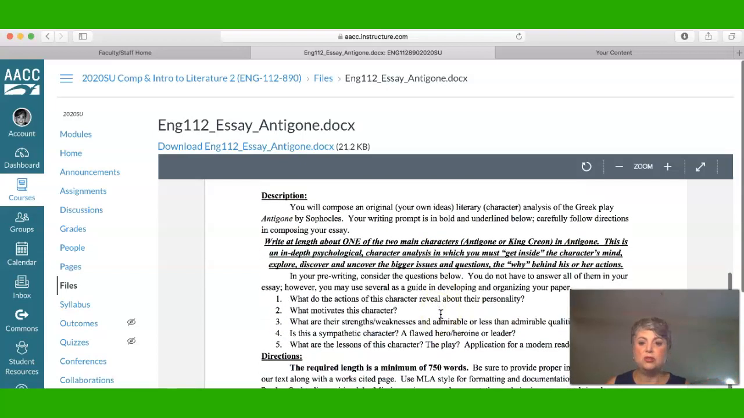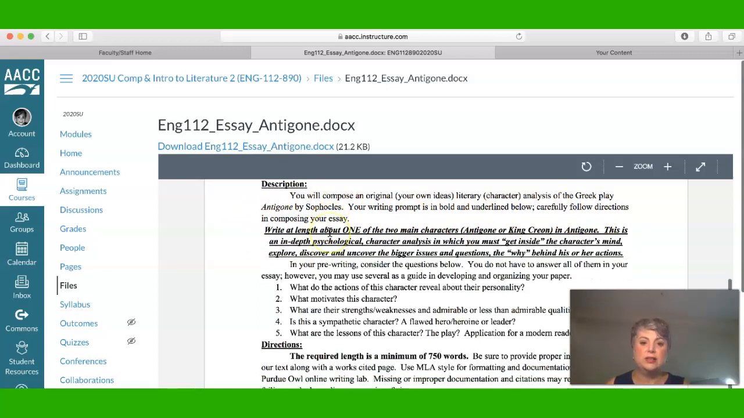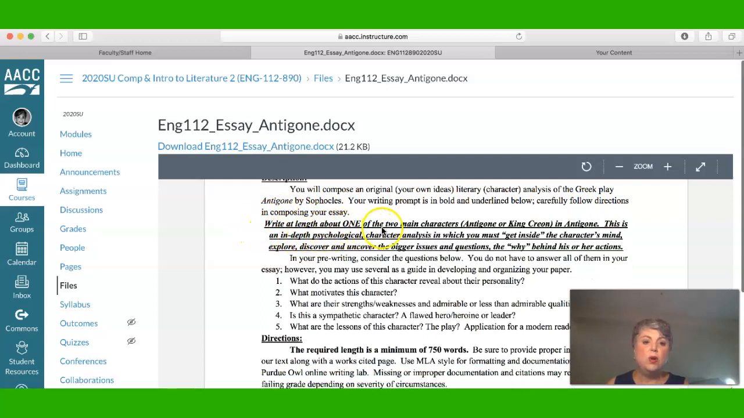So here's the paper description. You will compose an original literary or character analysis of the Greek play Antigone by Sophocles. Your writing prompt is in bold and underlined below. Carefully follow directions in composing your essay. Write at length about one of the two main characters, Antigone or King Creon. This is an in-depth psychological character analysis in which you must get inside the character's mind, explore, discover, and uncover the bigger issues and questions, the why behind the character's actions.